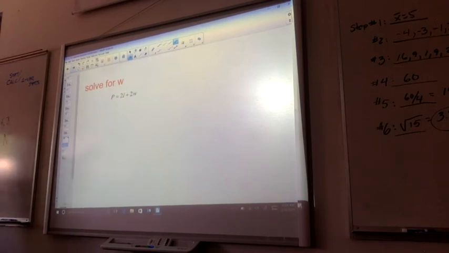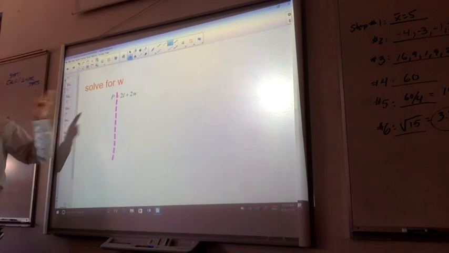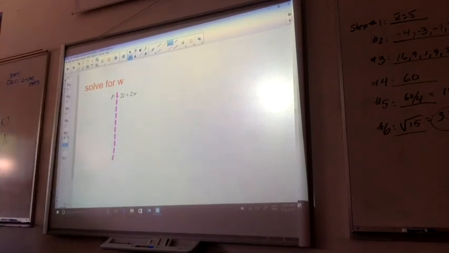Perimeter is equal to 2 times the length plus 2 times the width, because a rectangle has a top and a bottom, and a side and a side, and they have to be the same. So this is what is used for a rectangle. Let's go through this problem. I want W all by itself. If I want W by itself, how would I move this 2L over to this side? You subtract 2L.